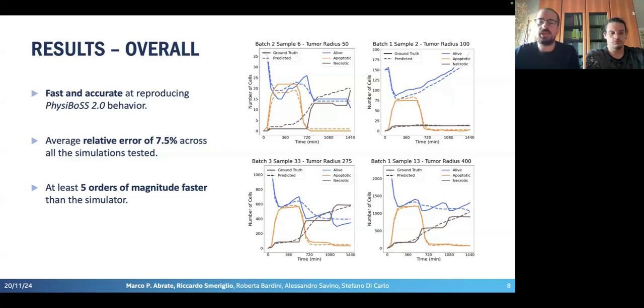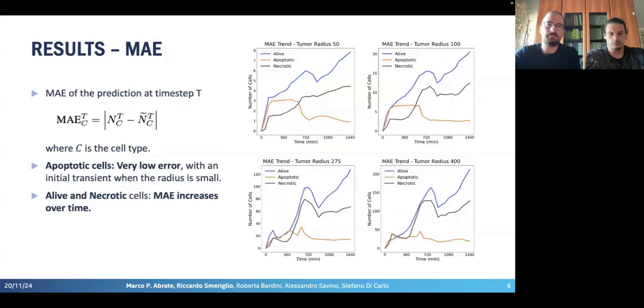You can see that the LSTM does a very good job at predicting the number of these cells. In particular, the average relative error is around 7.5% across all of the simulations that we tested. And also, the LSTM is 5 orders of magnitude faster than the simulator.